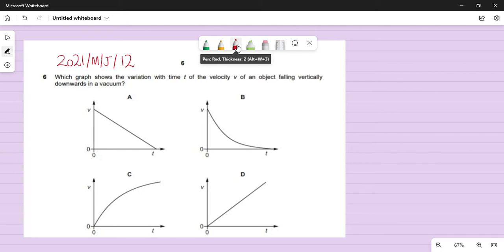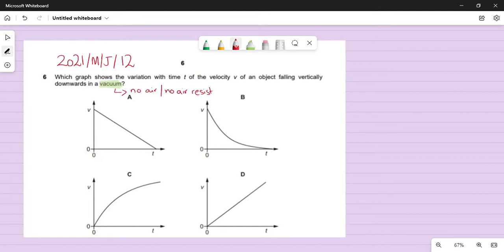So this question is from the 2021 May-June paper 1-2 variant. It says, which graph shows the variation with time t of the velocity v of an object falling vertically downwards in a vacuum. So basically it's a free falling object. In a vacuum means that there is no air, and it automatically means no air resistance. So you have to neglect air resistance.